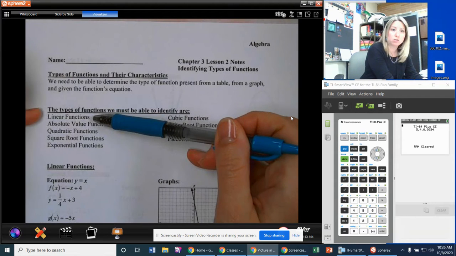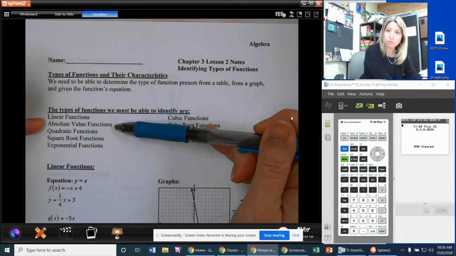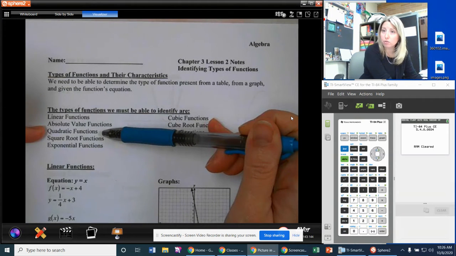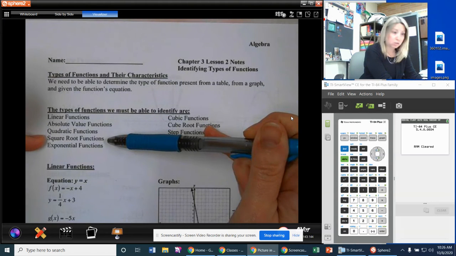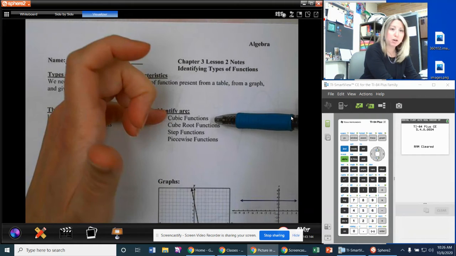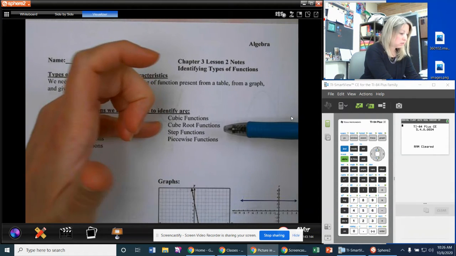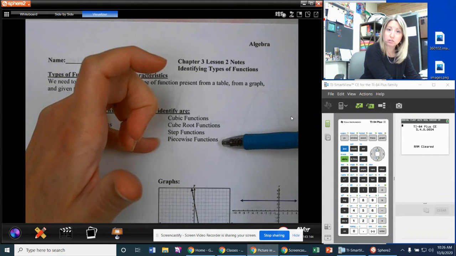Linear functions. You may also know them as lines. Absolute value functions. Quadratic functions. You may also know them as parabolas. Square root functions. Exponential functions. Cubic functions. Cube root functions. Step functions. And piecewise functions.